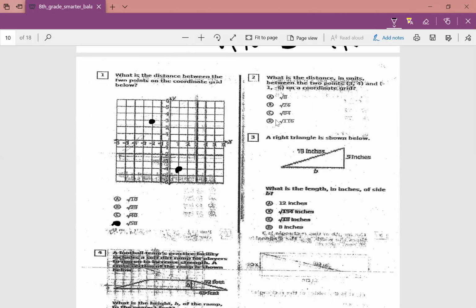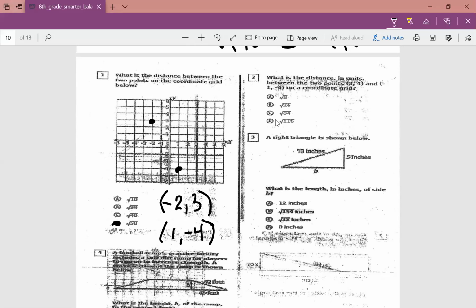This is, what do you got? -2, 3, right? -2, 3. And here you got 1, 2, 3, 4. 1, -4? I think so. You got 1, -4. So you're finding the difference to find the legs, and then you're setting up the Pythagorean theorem. Final answer is square root of 58.